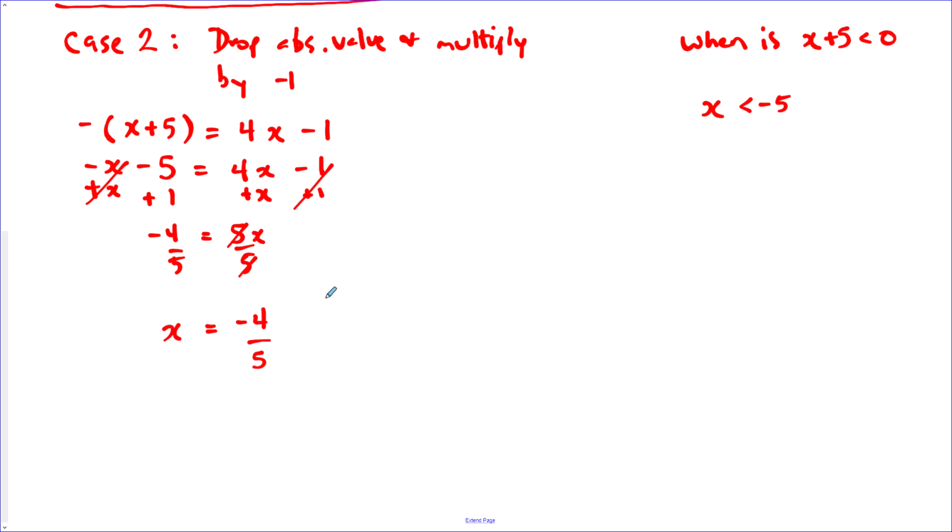And then we check our case. Now, our case 2 happens when x is less than negative 5, but this solution we found isn't less than negative 5. So we're just going to cross it out and say extraneous, which is a solution we find algebraically that isn't actually a solution.